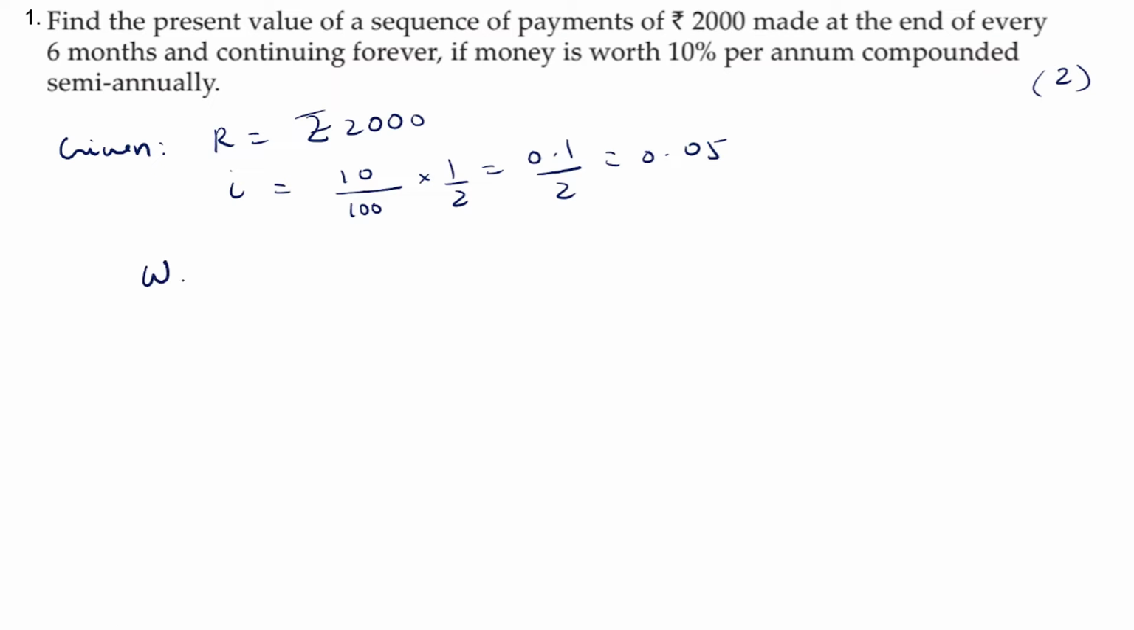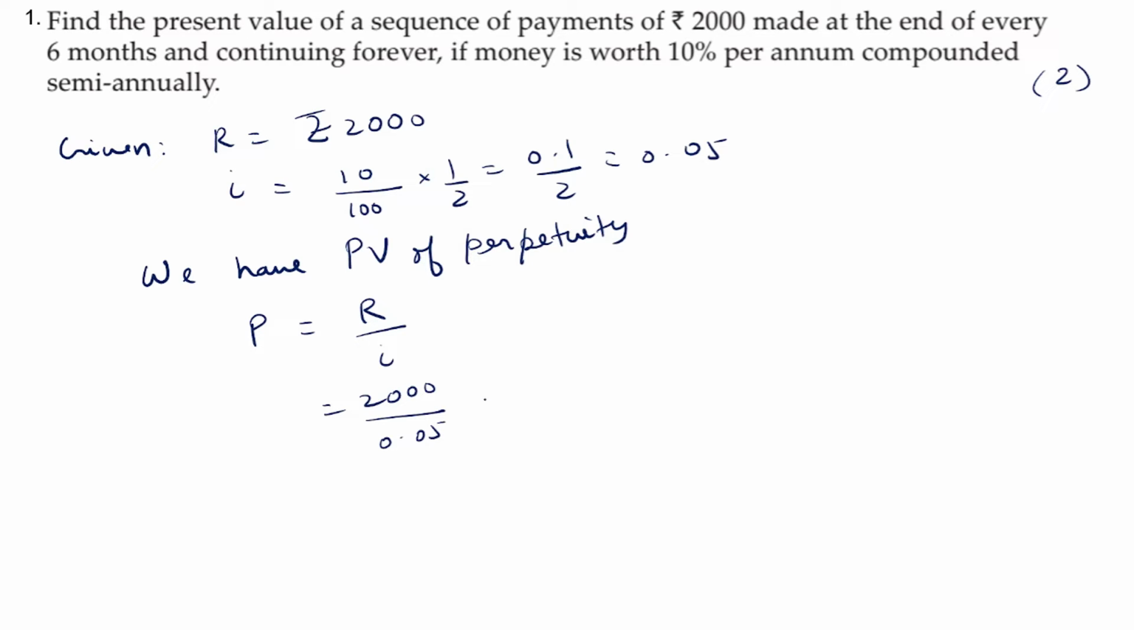We have the present value of perpetuity. Now here we can see that the payments are made at the end of every 6 months. So the present value of perpetuity P is equal to R upon I. R is 2000 and I is 0.05. So this is equal to rupees 40,000. Therefore P is equal to rupees 40,000.